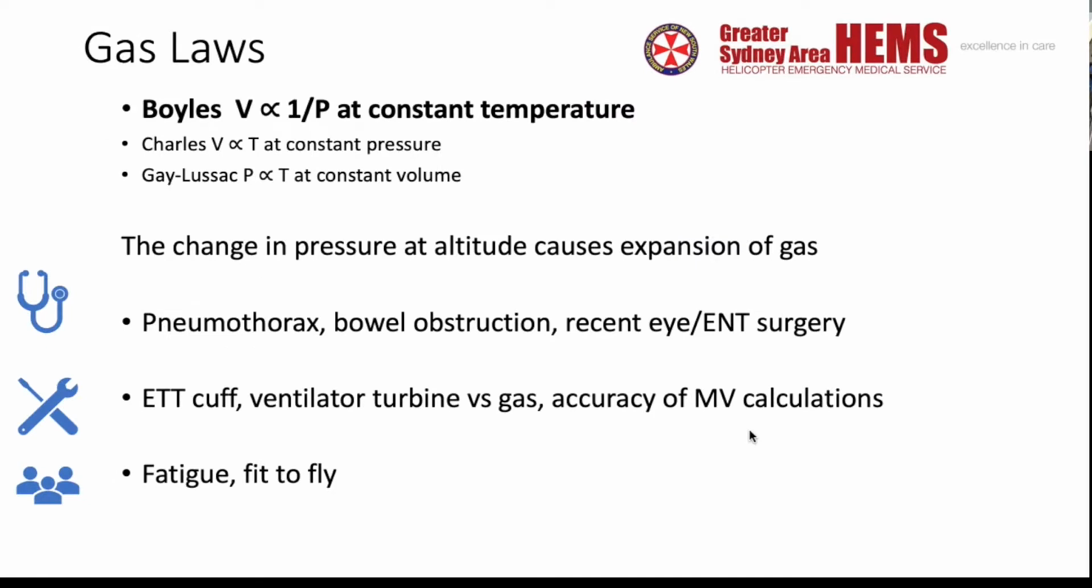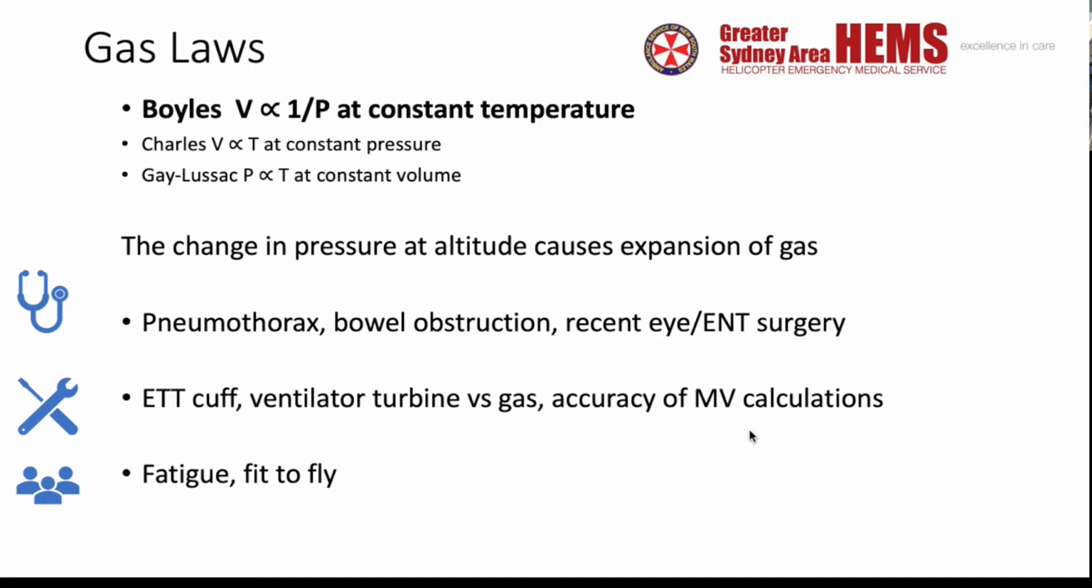So starting with the gas laws, I think the most relevant to us is that volume is inversely proportional to pressure. So as we go up in altitude, we reduce pressure and therefore increase volume. That's obviously relevant to a few different things. I think probably the most common one that we would encounter in a trauma setting is pneumothorax, but also need to bear in mind in other conditions such as bowel obstruction, or for example, if you've had recent eye or ENT surgery or trauma, where you might have very small bubbles of gas which aren't causing a problem at the moment, but have the potential to.